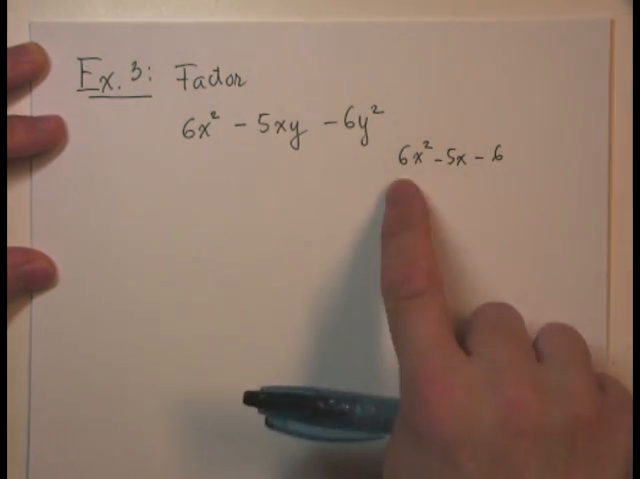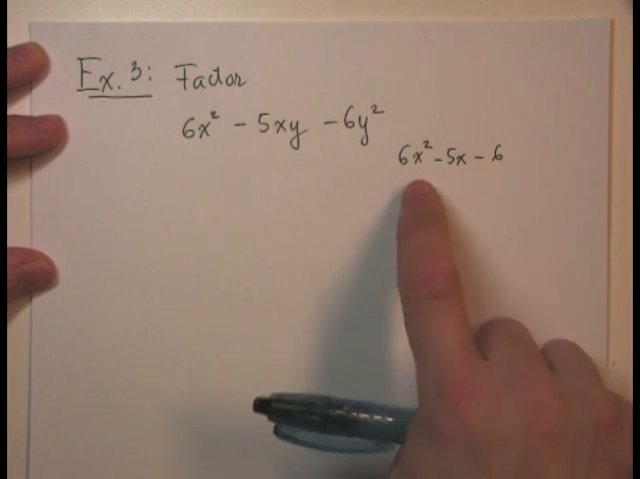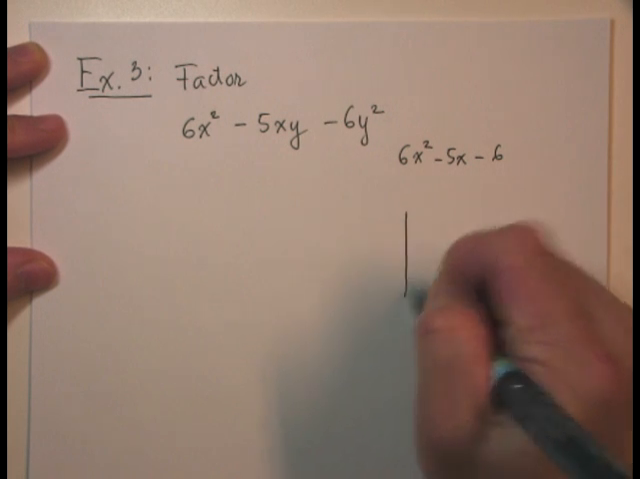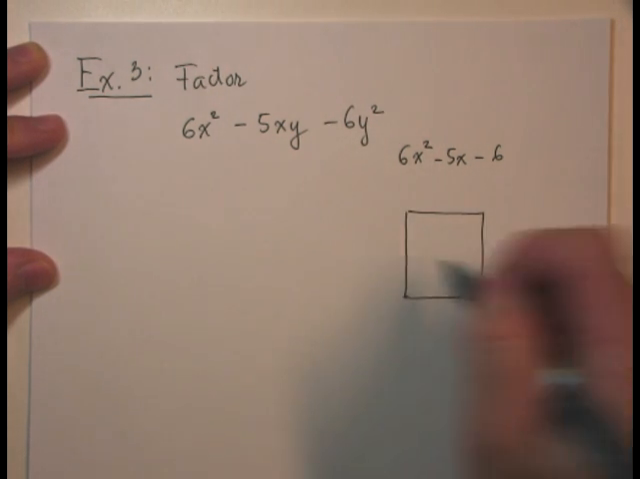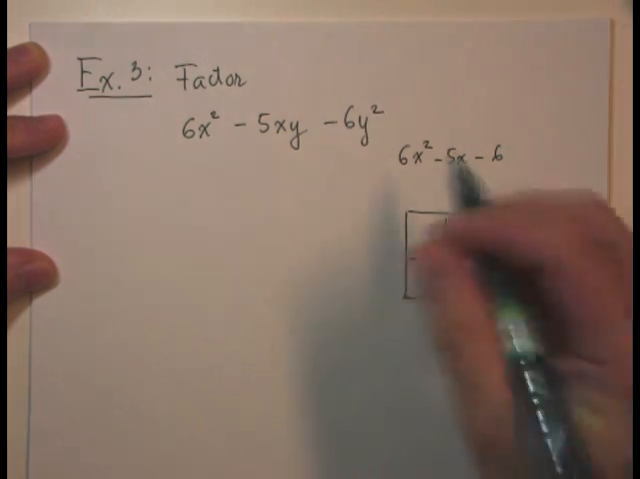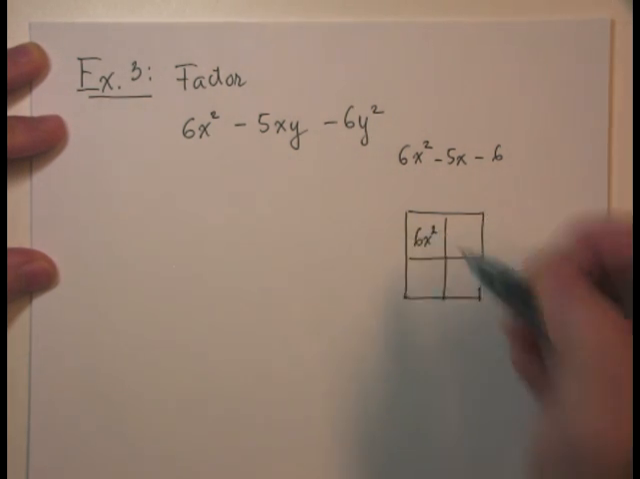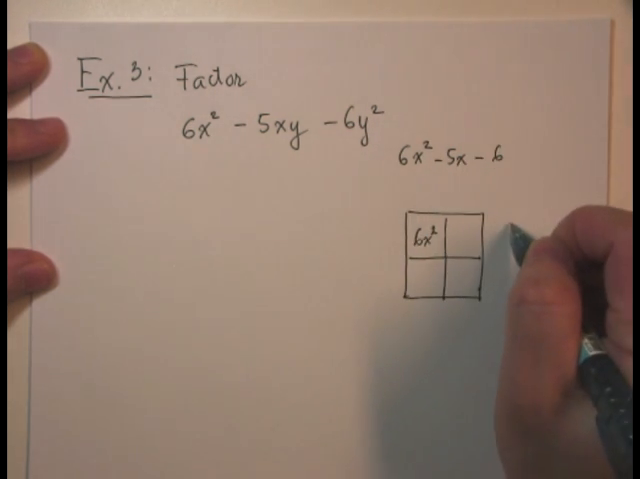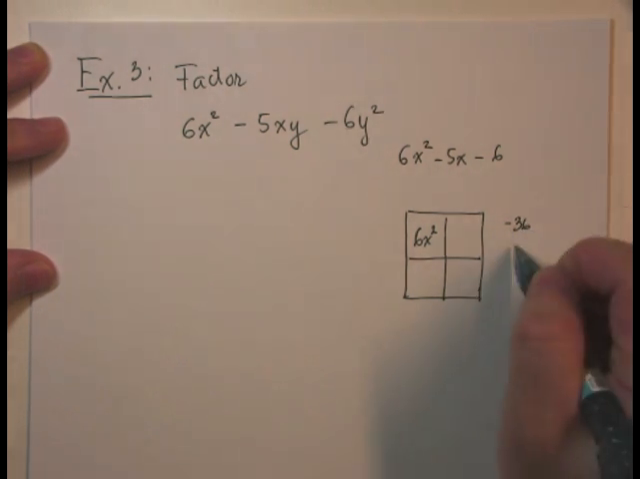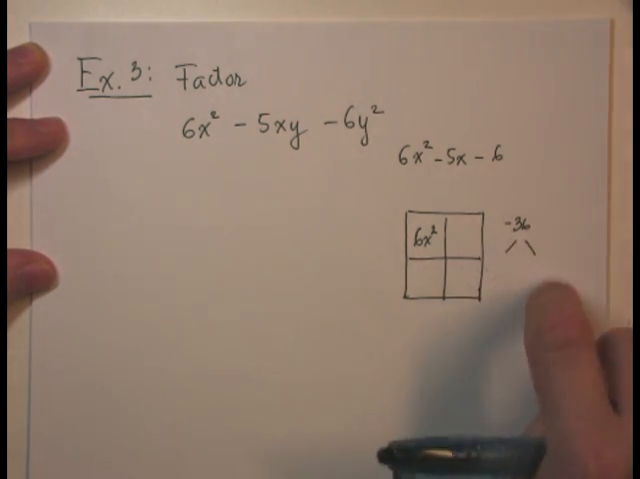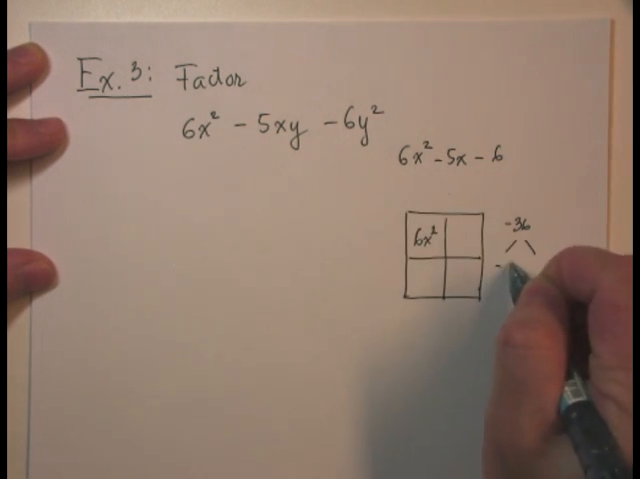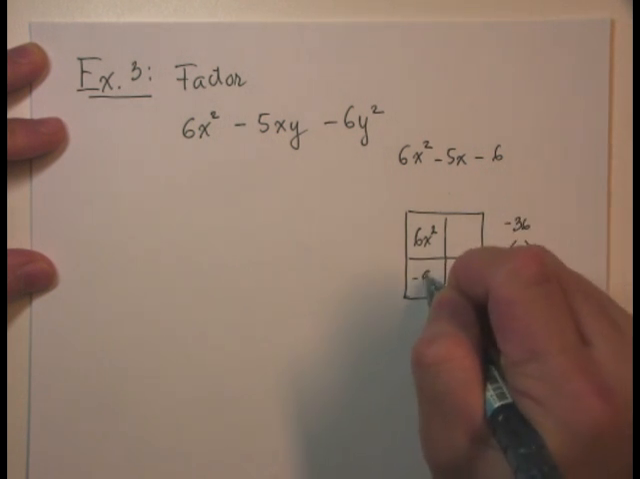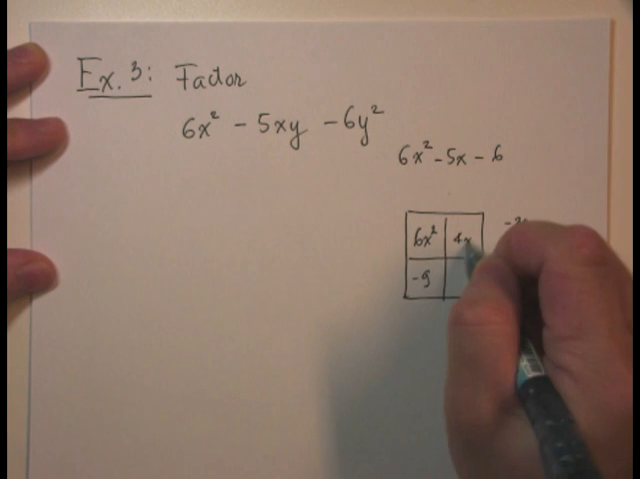Working with this quadratic expression with leading coefficient other than 1, the way to factor that is to create a square box with 4 entries once again. And here I'm going to need to put in my 6x squared, and then 6 times negative 6 is going to give me negative 36, and the two factors of negative 36 that sum to negative 5 are going to be negative 9 and positive 4. And here I'm going to put in my negative 9 and positive 4 with the x.